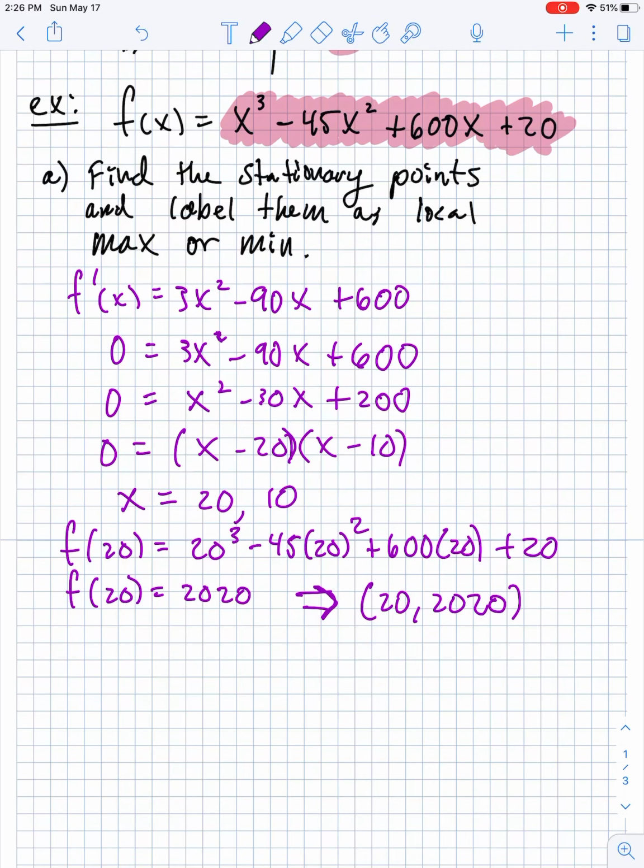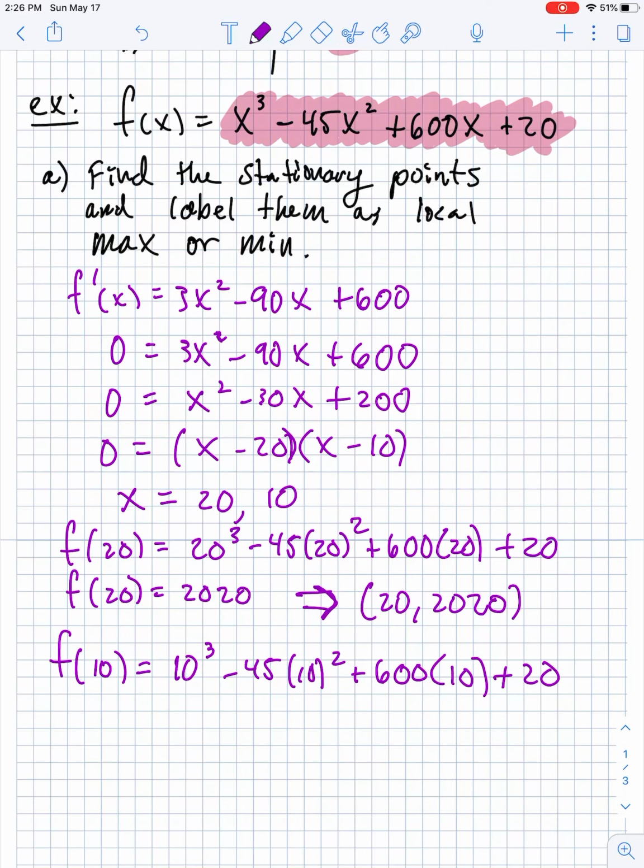Let's do the same thing with 10. If you plug 10 in, we'll get 10 cubed minus 45 times 10 squared plus 600 times 10 plus 20. Remember, this is in the OG equation. Let me just copy paste, and replace these all with 10s. All positive 10.